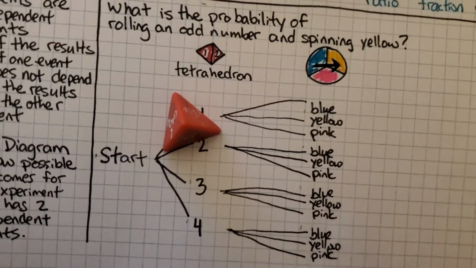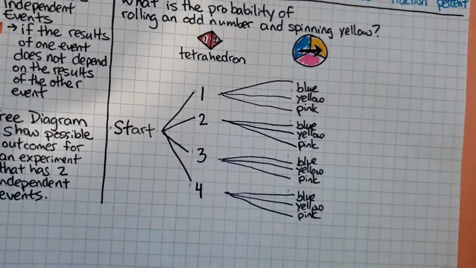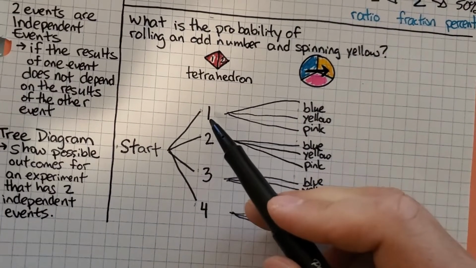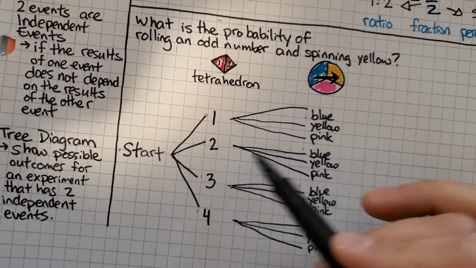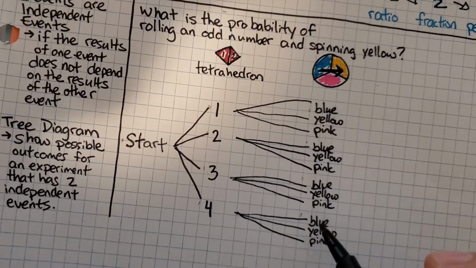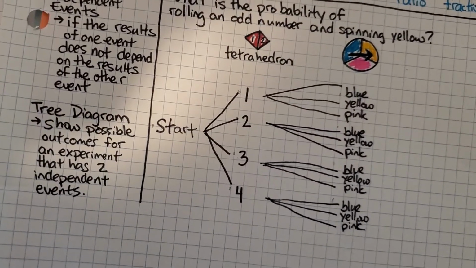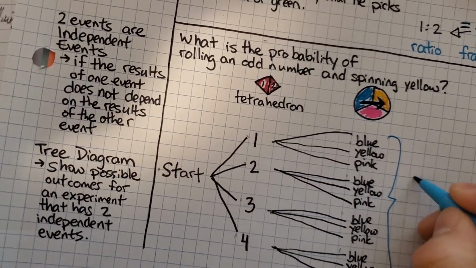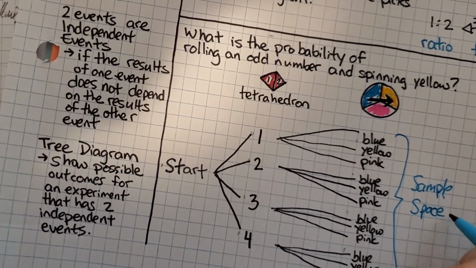So that is what a tree diagram looks like. And from that tree diagram, the possibilities are 1 and blue, 1 and yellow, 1 and pink, 2 and blue, 2 and yellow, 2 and pink, 3 and blue, 3 and yellow, 3 and pink, 4 and blue, 4 and yellow, 4 and pink. This is called our sample space. All of our total outcomes.